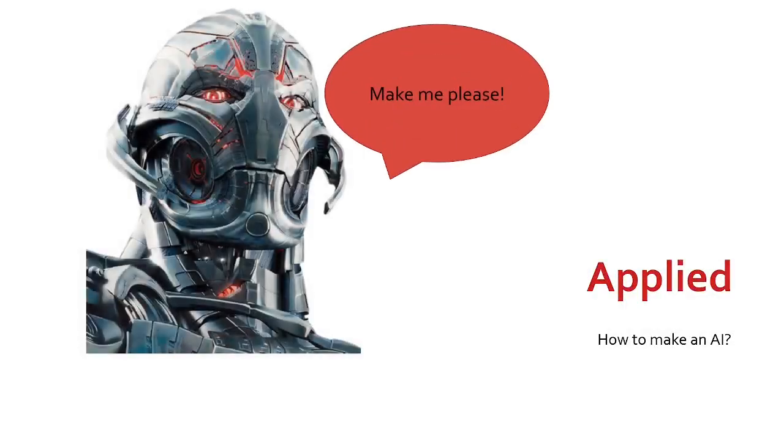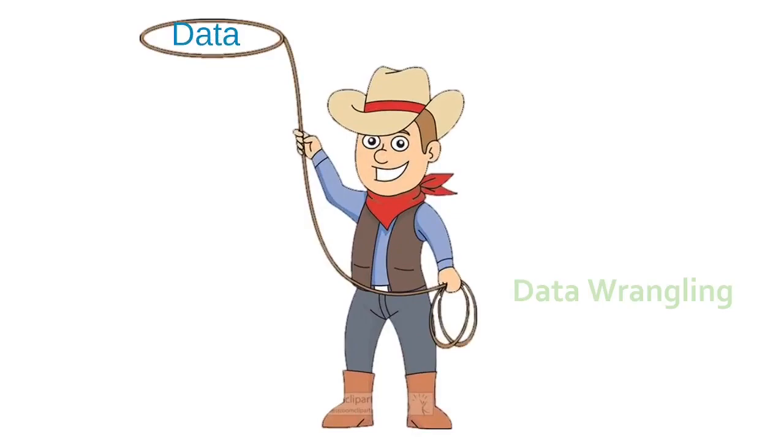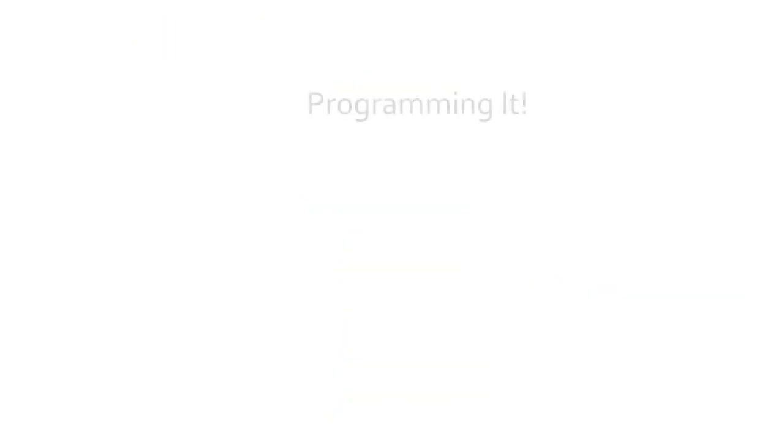So, how do we make an AI? And no, we won't make Ultron, not yet, although there is a future part coming in this series. I'm kidding. So, the first thing we have to do is data wrangling, cowboy style.